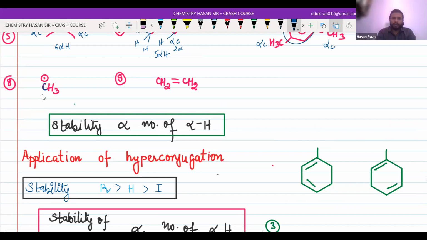Okay. So this is not connected to any alpha carbon, so there is no alpha hydrogen, zero alpha hydrogen. This alkene is not connected to any other carbon directly, so it also has zero alpha hydrogen. And here I have written that stability is directly proportional to the number of alpha hydrogen. This is very important. If a system has resonance, hyperconjugation, and inductive effect, all these three effects, then you give preference to the resonating structure or resonance. Resonance gets the most priority, then hyperconjugation, then inductive effect.